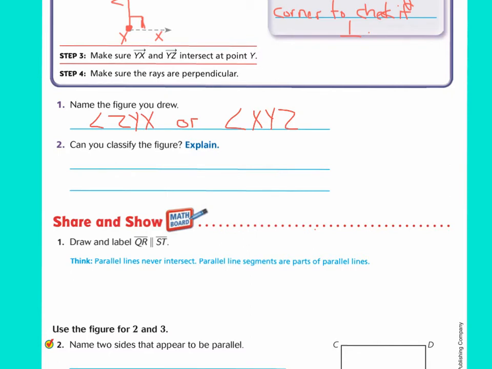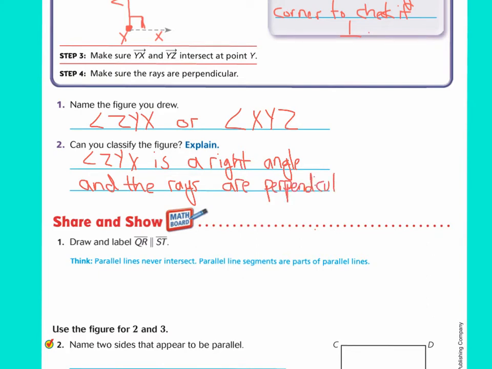And can we classify the figure? Can we describe the figure? So angle ZYX is a right angle, and the rays are perpendicular. And if you wanted to be specific, you could say ray YX and ray YZ.